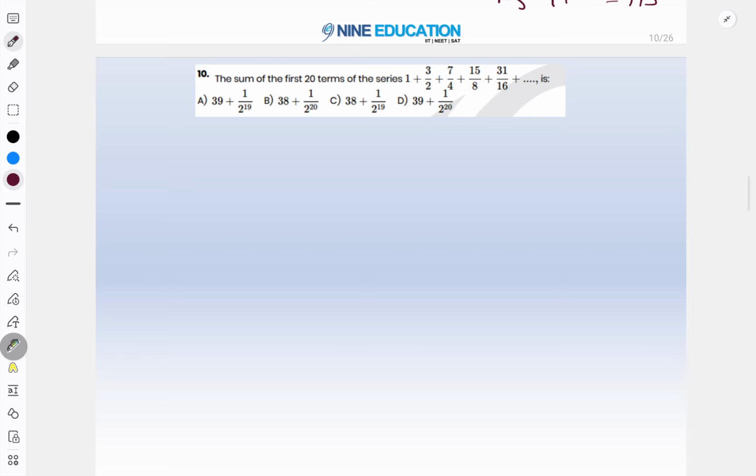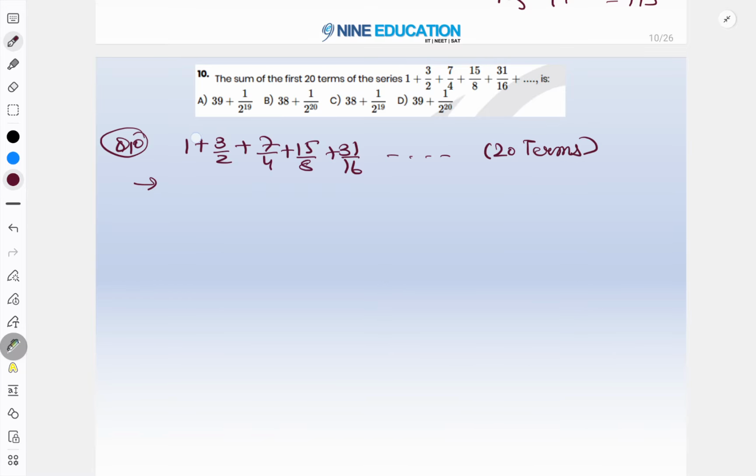Sum of first 20 terms. So this question has many methods. You can do it by any one of them, but the easiest one will be, we can do it like this: 1 plus 3 by 2 plus 7 by 4 plus 15 by 8 plus 31 by 16, and so on till 20 terms.